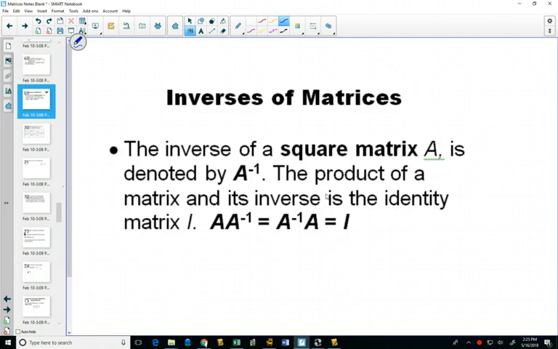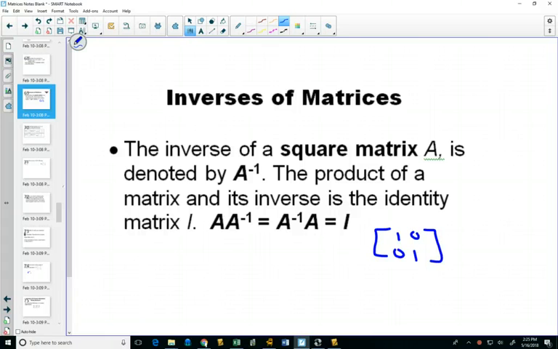The inverse of a matrix. So with a square matrix A, if you wanted to write the inverse, we use the same inverse notation, A to the minus 1. And the product of a matrix and its inverse is the identity matrix, which, if you have a 2 by 2, is ones along the diagonal.